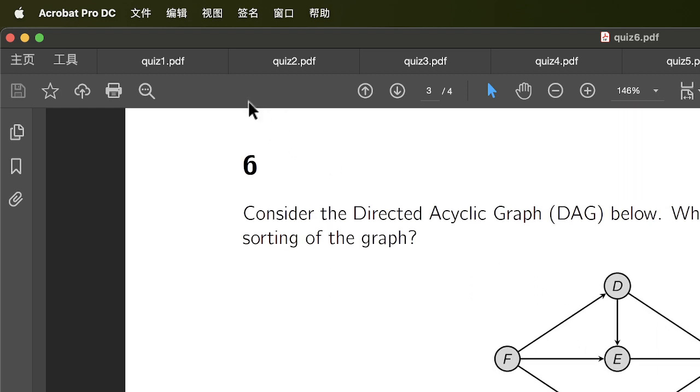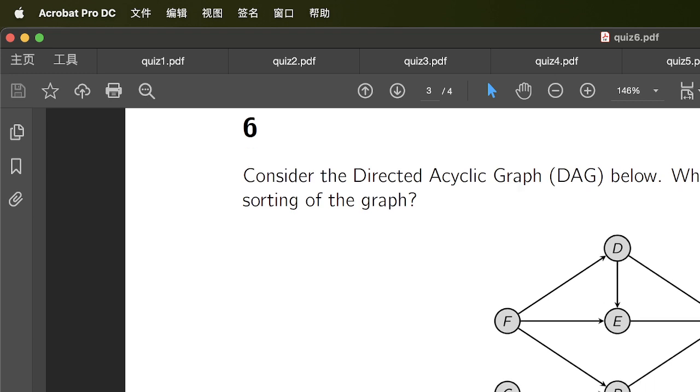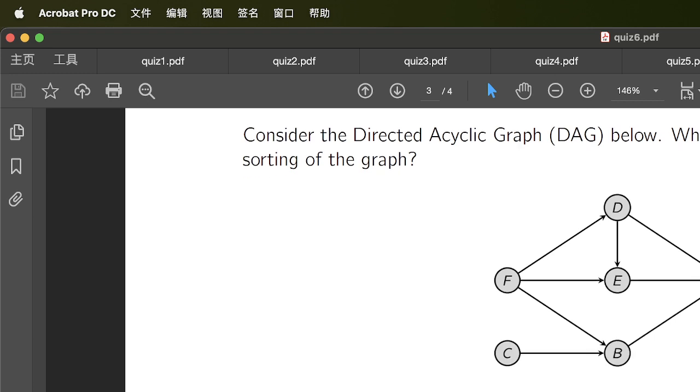Okay, question 6. Consider the directed acyclic graph, DAG, below. Which of the below is a valid topological sorting of the graph? So it may have many possibilities. Here's just one of them. So it's F to D, and we start from C and E and B, A. You can come up with many other solutions maybe.